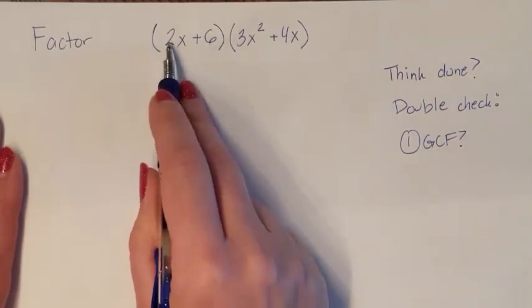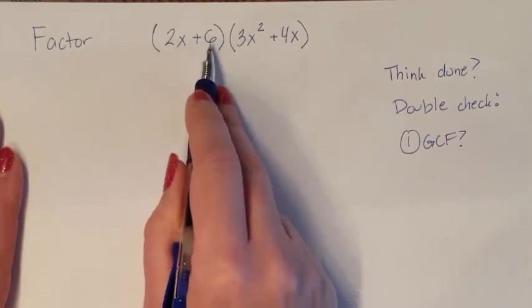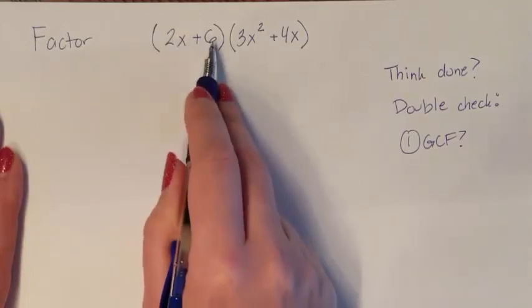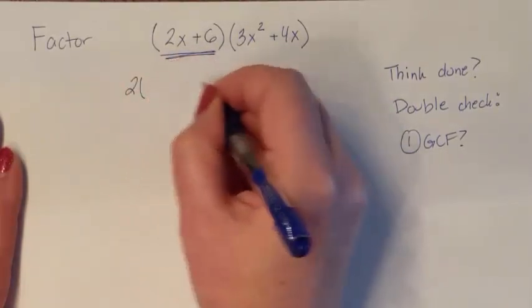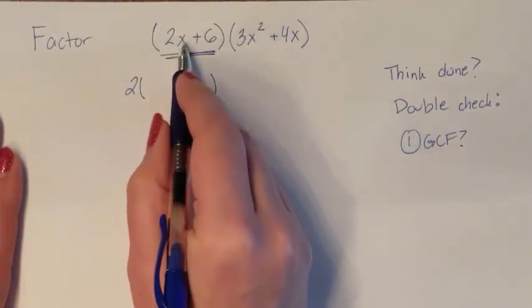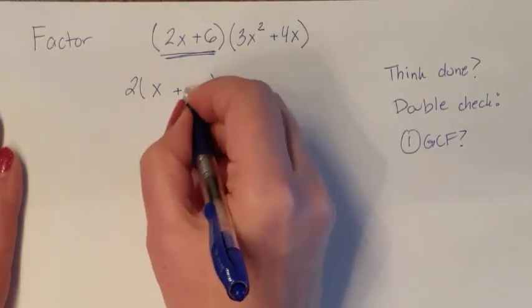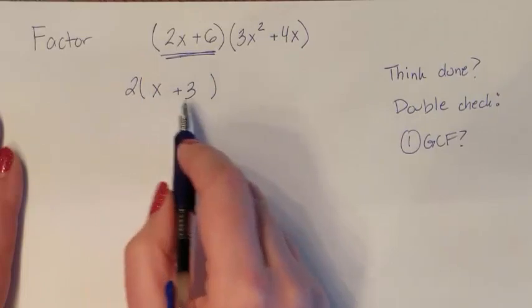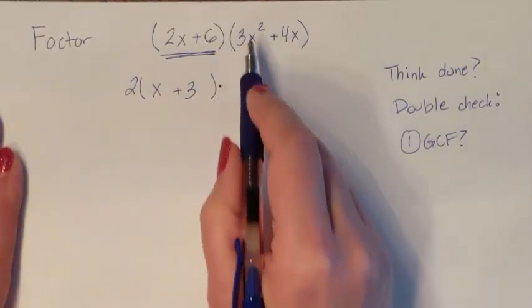There is. 2 and 6. What number do 2 and 6 have in common? I can divide both of those by 2. So this parenthesis right here, I'm going to divide both of those sides by 2. 2x divided by 2 gives me x. 6 divided by 2 is 3. So I just factored out a GCF. These are connected by multiplication, so let's look at something else.